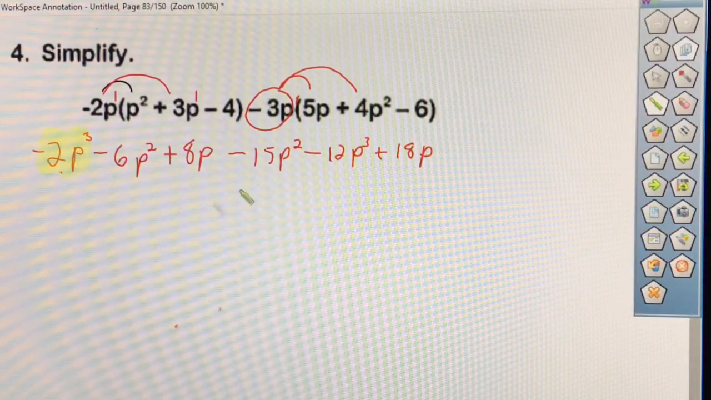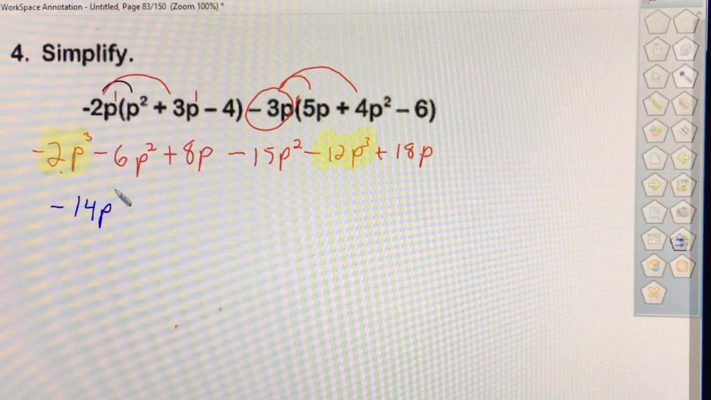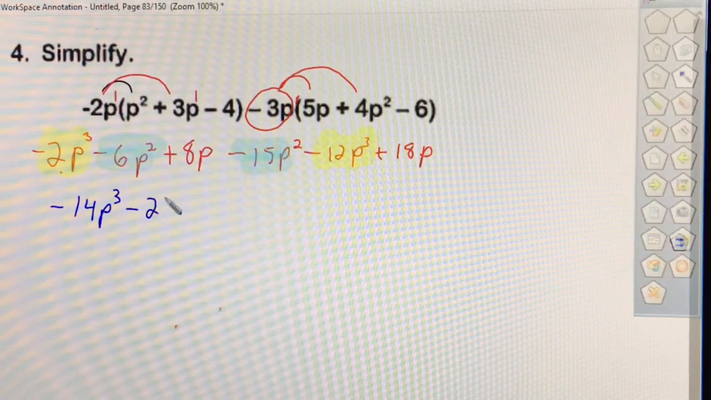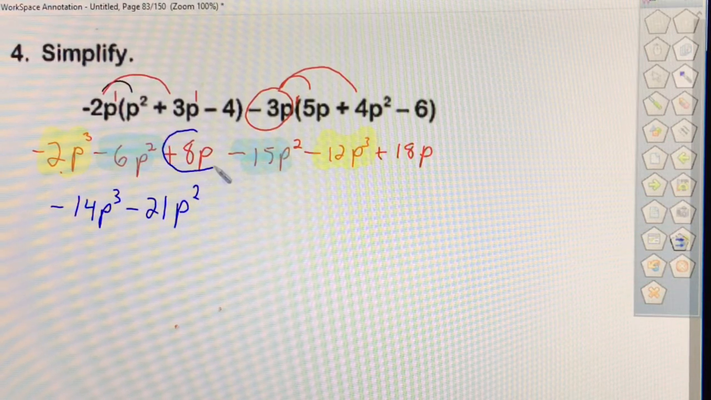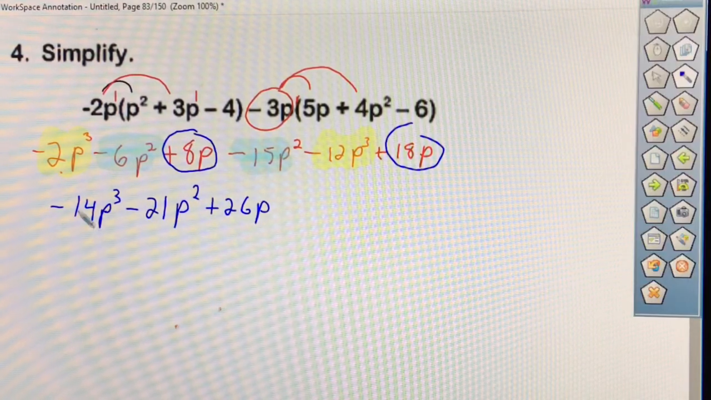I'm going to seek out any like terms. So is there anything like negative 2p cubed? There's a negative 12p cubed. That's going to add up to give me negative 14p cubed. Then I'm going to seek out any other like terms. Let's see if there's anything like negative 6p squared, negative 15p squared. If I'm good at adding, that's going to give me negative 21p squared. Is there anything like 8p? 18p? That's going to give me 26p. And that should be my final answer.